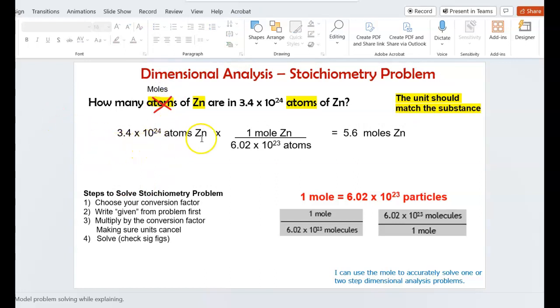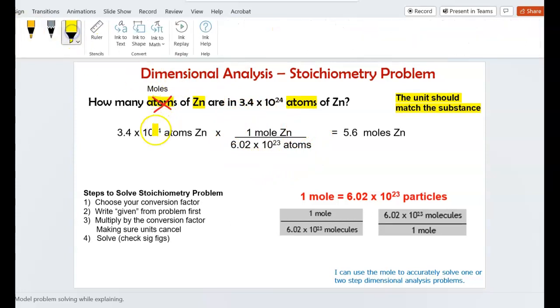So again, I start with what's given in the problem. I plug in my conversion factor. This time moles is on the top because I need units to cancel out diagonally. Atoms of zinc is going to cancel out with atoms of zinc. Once you make sure your units and substance are canceling, grab your calculator. You're going to multiply anything in the top, divide anything in the bottom. So 3.4 times 10 to the 24th times 1 divided by 6.02 times 10 to the 23rd. We have 5.6 moles of zinc.